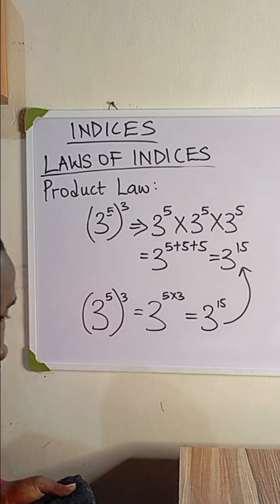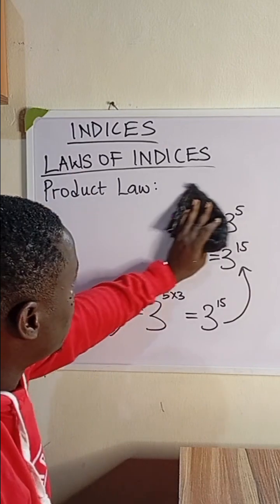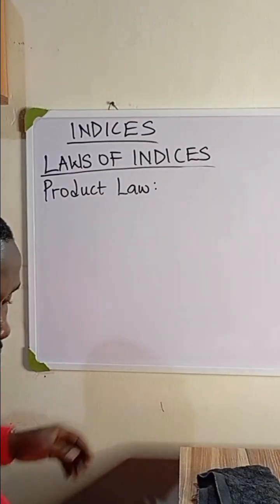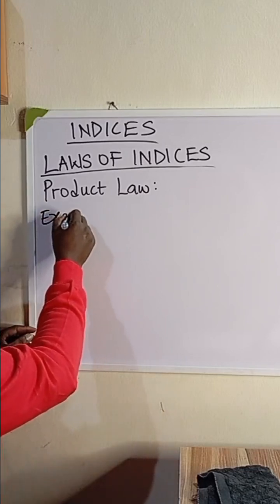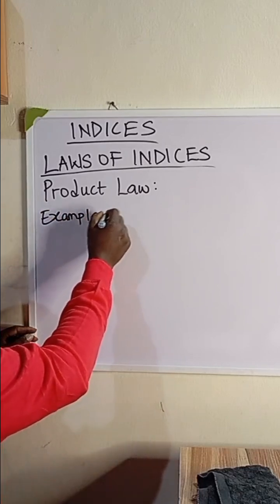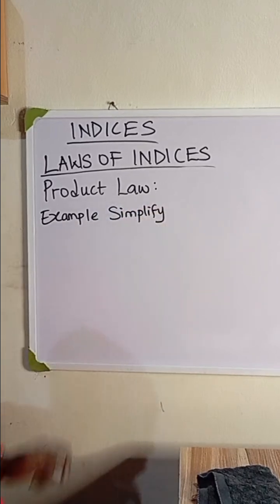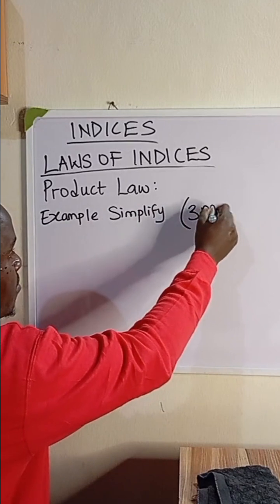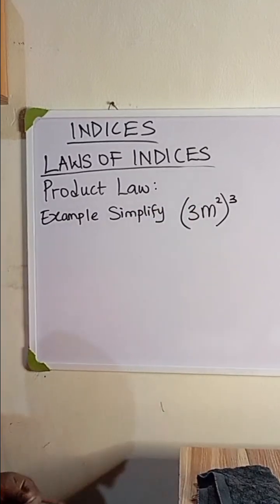So let's look at some other examples. Example: simplify 3m to the power of 2, raised to 3.